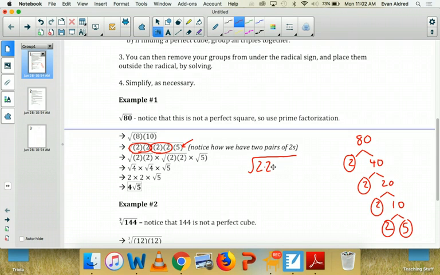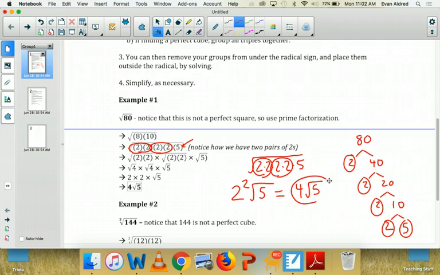So if we had a prime factorization of 2 times 2 times 2 times 2 times 5, we can take our pairs, just like we did before, and we can move the number that's in the pair outside the radical sign. So the pair consists of the number 2, so that goes outside the radical sign. And we can write the number of pairs as an exponent. Well, it just so happens to also be 2 this time. And then whatever isn't circled as being part of a pair just remains in the radical, because we can't solve that. And then we just solve 2 squared, which is 4. And we end up with 4 root 5.